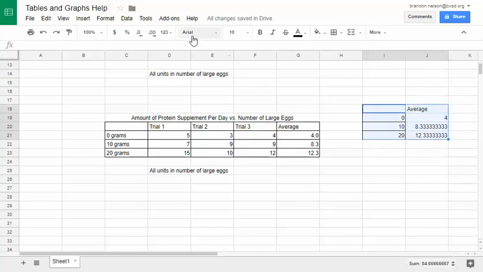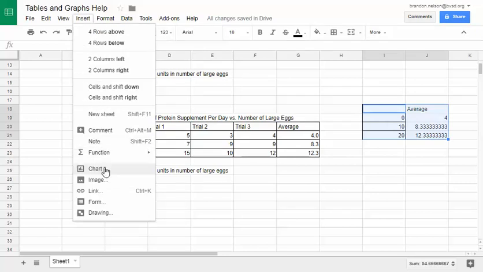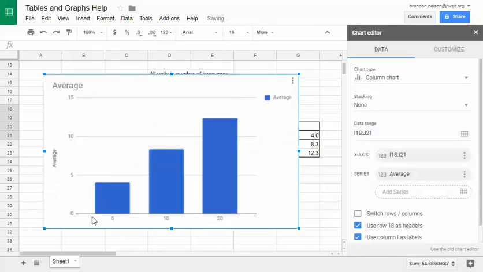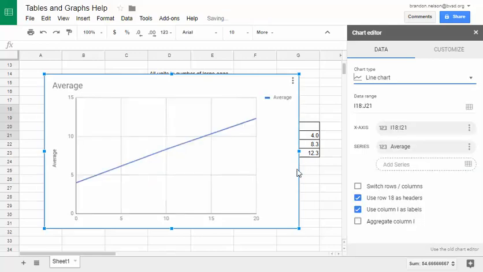So we highlight those things, and we're going to do Insert Chart. Now this time, because we have grams on the x-axis, grams are a thing that can have a decimal. There is such a thing as 2.3 grams. And so because it could have a decimal, we need to make a line graph instead. And so now we've got everything set up, and in the next video I'm going to show you how to change all these labels and make everything look pretty on the graph.